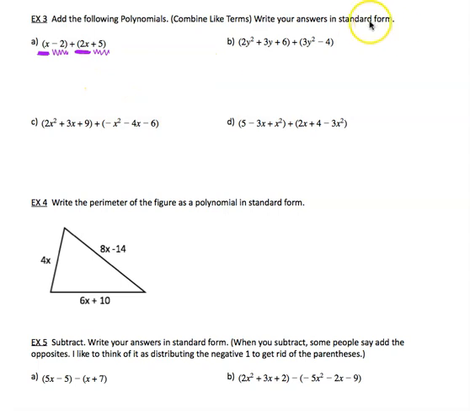When we write our answers, it tells us standard form, so highest exponent to lowest exponent. So we're going to do the x's first. X plus 2x is 3x. And then my constants, -2 plus 5 is 3. And so that would be my answer using my horizontal method.